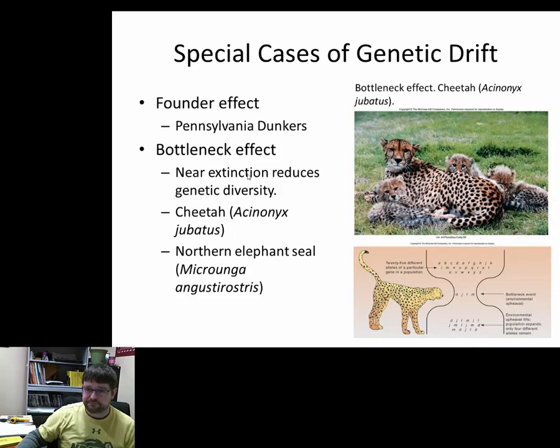Take cheetahs, for example. Okay? Cheetahs were bottlenecked due to hunting and over-harvesting. So they used to have a huge diversity of alleles, 25 different alleles in a region. Okay? After the bottleneck event, only 4 remained. And so now when we look at cheetahs in certain regions, they are nearly genetically identical. There's only 4 alleles left in the population.